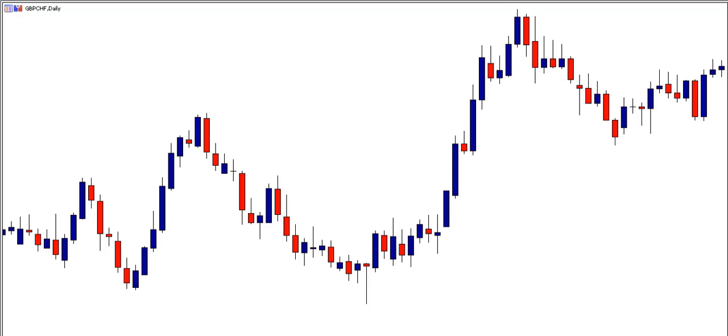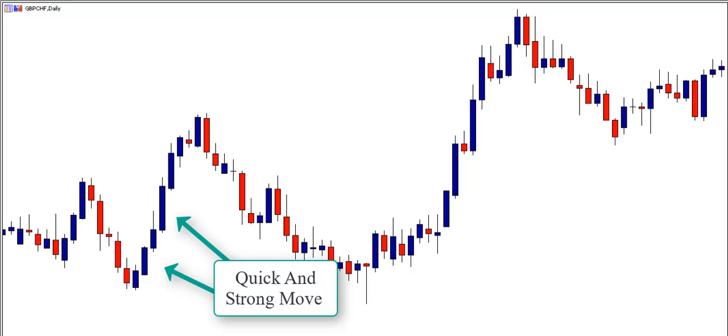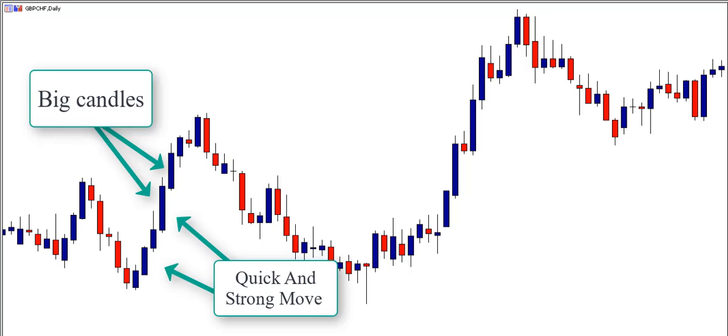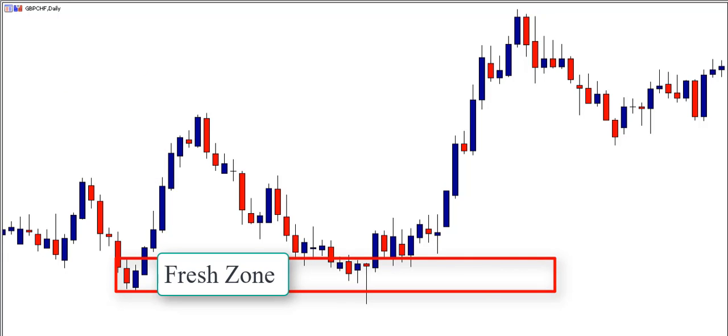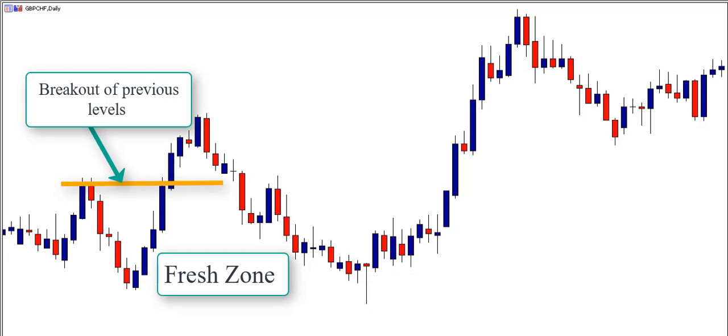Look at another example. This is the pound Swiss franc daily chart. This is the drop, base, rally demand zone. Let's evaluate the zone. As you can see, the move is quick and strong. The candles are big. The zone is fresh because it has not yet been tested. The previous resistance level is broken.